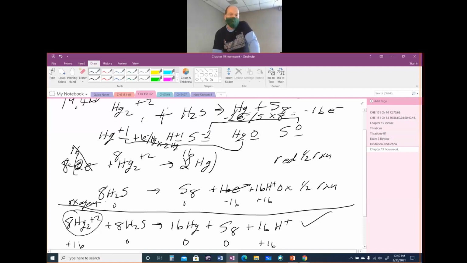And so if we were looking to oxidize our H2S, yes, we would add Hg2 plus 2. If we were looking to reduce our Hg2 plus 2, we would add a reducing agent. The H2S is your reducing agent. It is the reactant of your oxidation half reaction. That is your reducing agent because it will reduce the Hg2 plus 2 down to Hg.